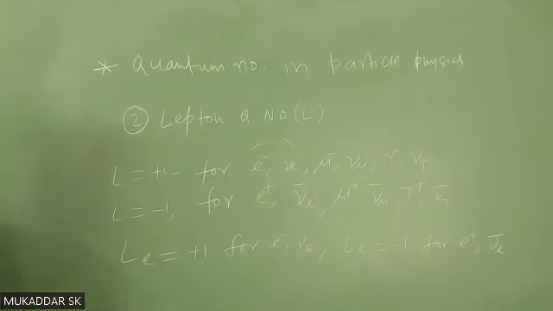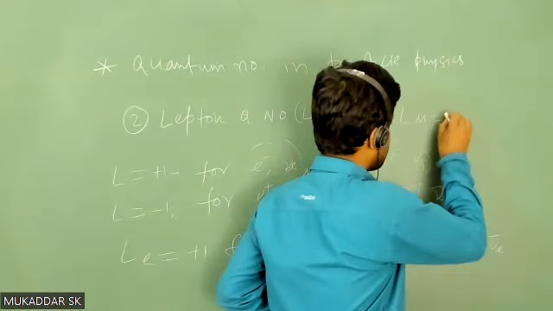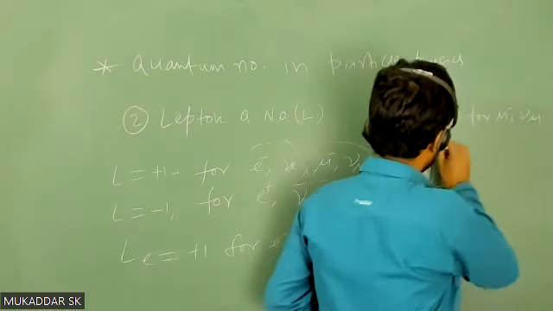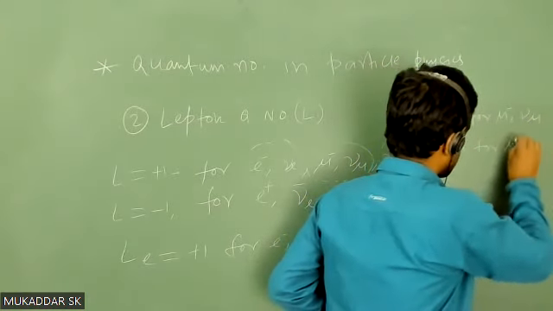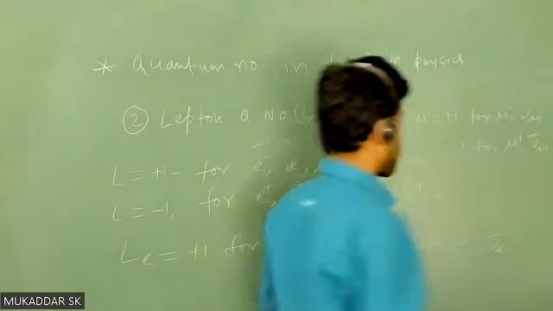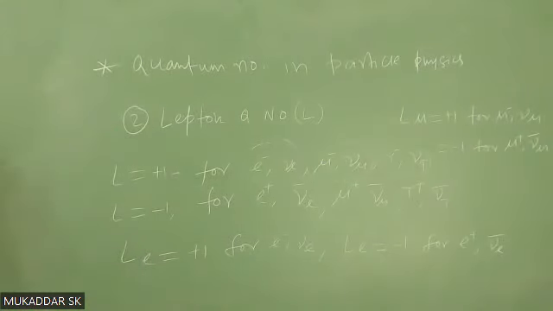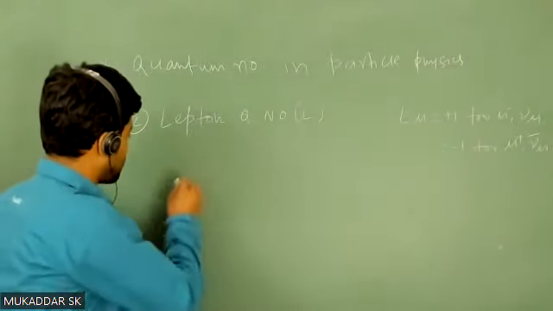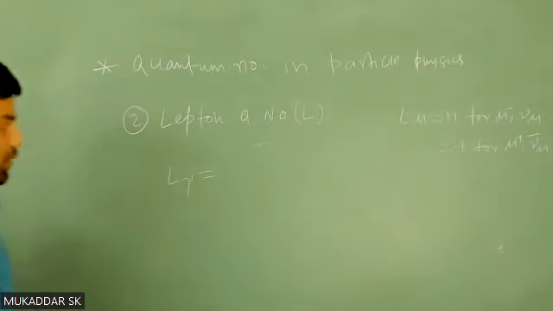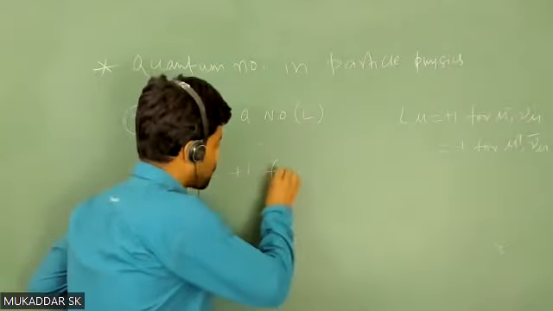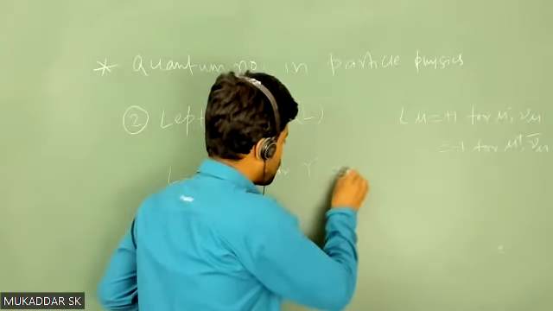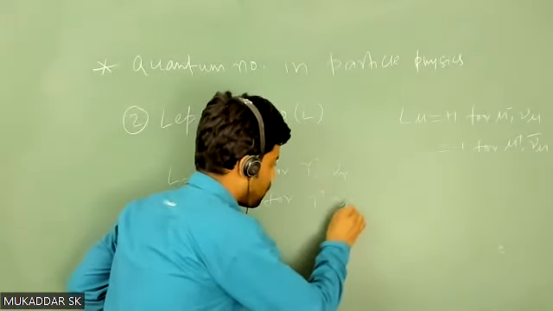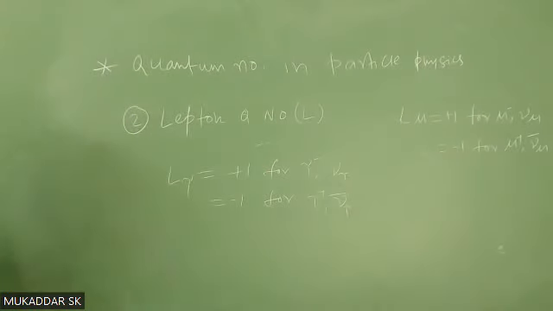Then you have L mu. L mu is plus one for mu minus and nu mu, and minus one for mu plus and nu mu bar. And then you have L tau, the tau lepton quantum number. That is plus one for tau minus and nu tau, and minus one for tau plus and nu tau bar. Okay?